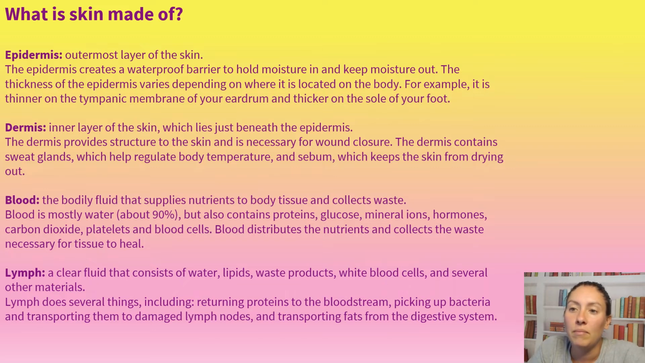So what is the skin made of? We have the outermost layer, which is our epidermis. That's what you can actually see. It creates a waterproof barrier to hold in moisture, and it also keeps moisture out. The thickness of the epidermis does depend on the location of the body. For example, our tympanic membrane in our eardrum is going to be thinner than the soles of our feet. Next, we have our dermis.